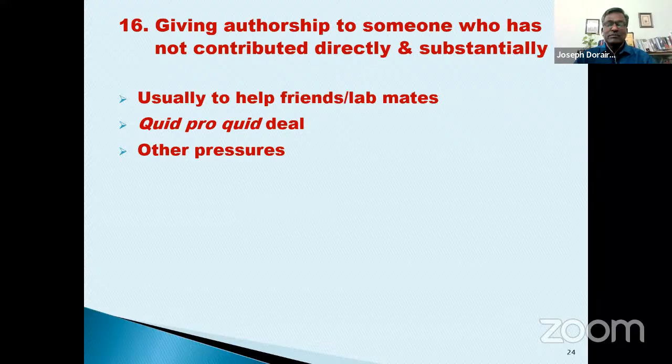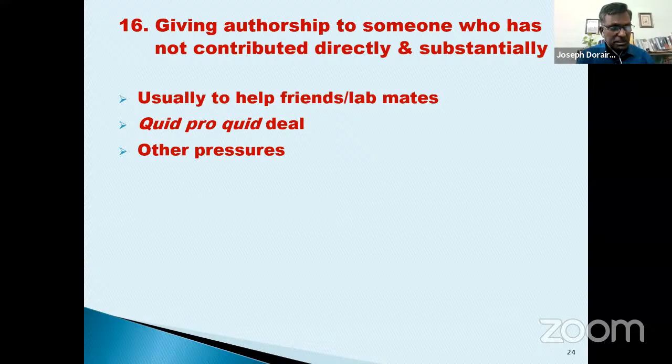So when I write a paper, I include my wife's name so that she also gets credit, even though her contribution is nil, her contribution is zero. This is the meaning of giving authorship to people who have nothing to do with your research. And very often this is done on a quid pro quo deal, a Latin expression, meaning when I publish a paper, I will include your name. And similarly, when you publish your paper, please include my name so that my citation index goes up and your citation index also goes up.